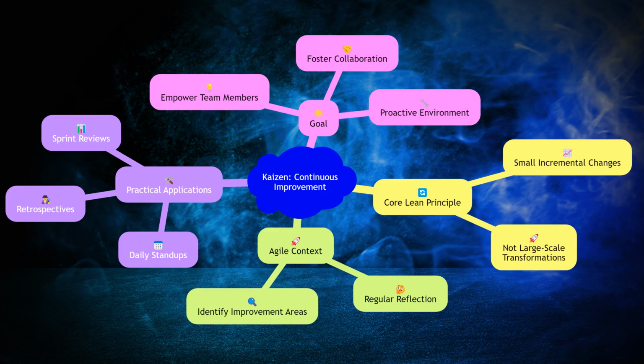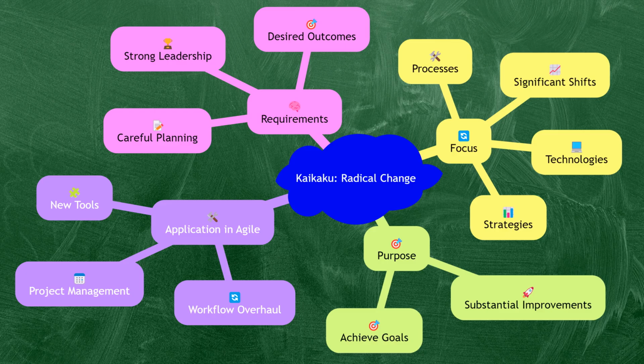Kaizen, meaning continuous improvement, is a core Lean principle. It emphasizes small, incremental changes rather than large-scale transformations. In an agile context, Kaizen encourages teams to regularly reflect on their processes and identify areas for improvement. Daily stand-ups, retrospectives, and sprint reviews are practical applications of Kaizen in Scrum and Kanban. The goal is to create a culture where every team member is empowered to suggest and implement improvements, fostering a collaborative and proactive environment.